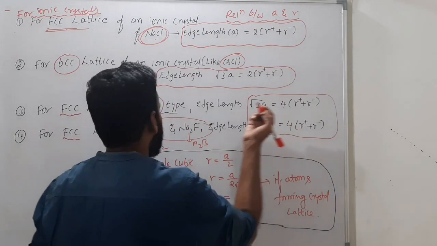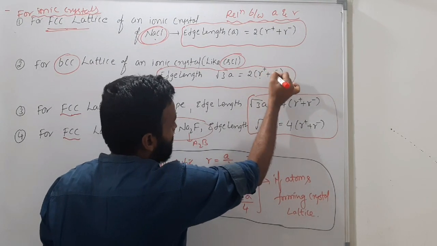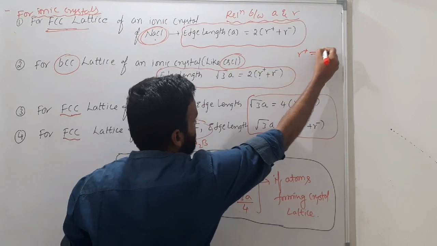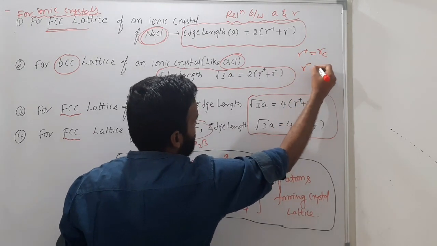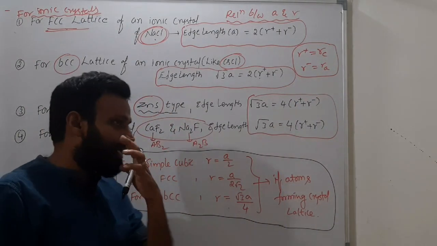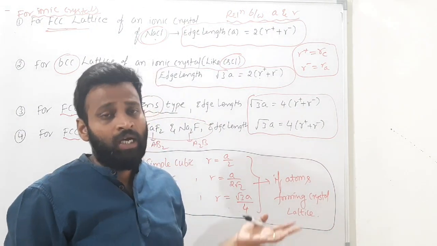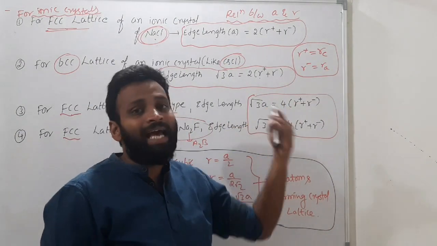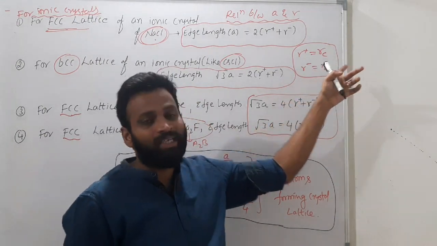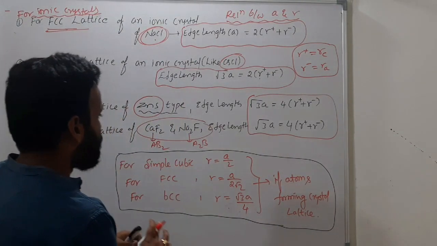What is R plus? Don't get confused. R plus means radius of cation, R minus means radius of anion. In this way also you can remember: R plus means Rc, R minus means Ra. If options are given as Rc and Ra, don't ask me what is Rc, what is Ra. C means cation, A means anion. Radius of cation is Rc, radius of anion is nothing but R minus. Okay, so these are the important formulas.